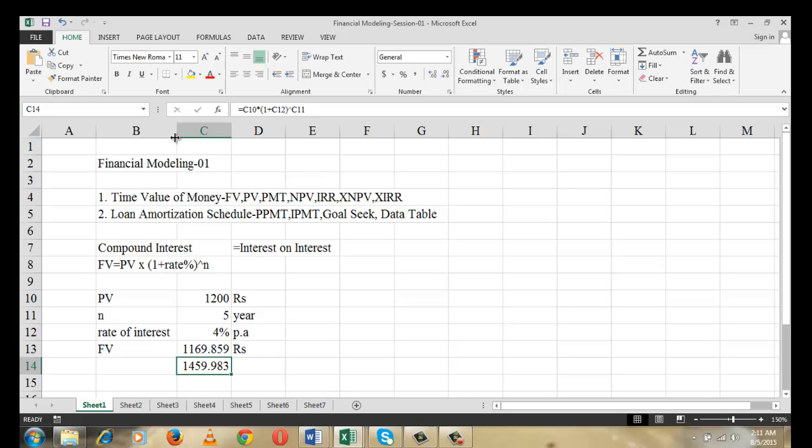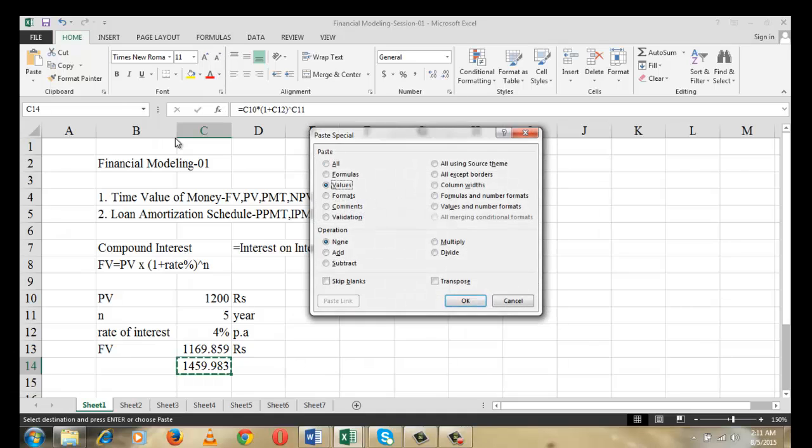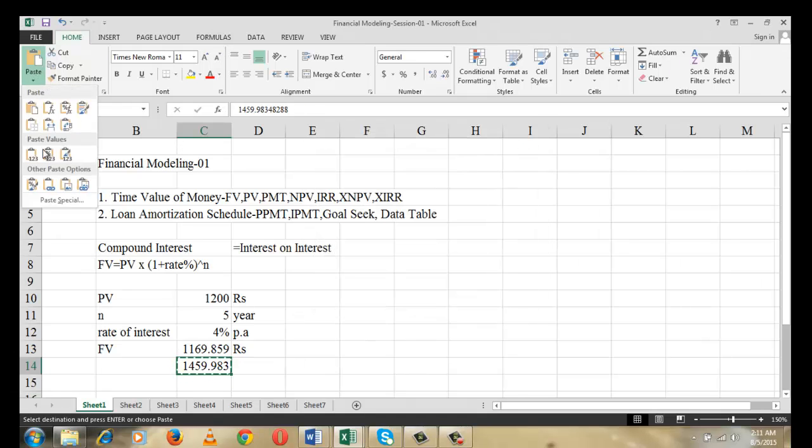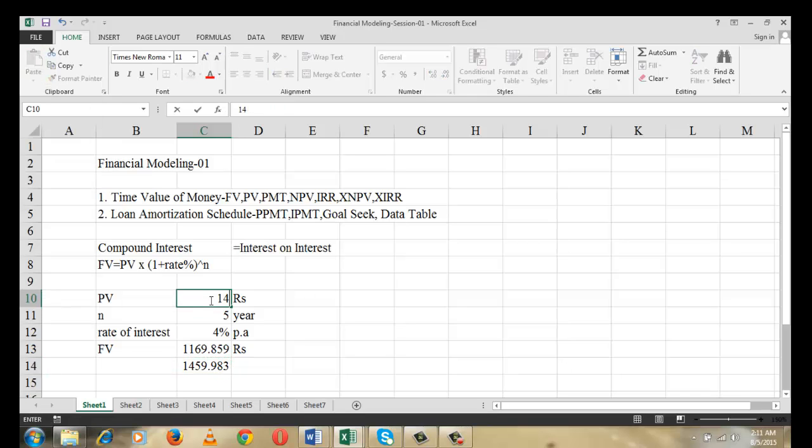Already I discussed all this in my basic MS Excel session. You can copy this and use the shortcut key Alt E S V, or you can go to paste, and in paste you click on value, so the formula will get removed. Here, if I write 1500, any figure I write, this figure will not change. So you are well versed with this concept.